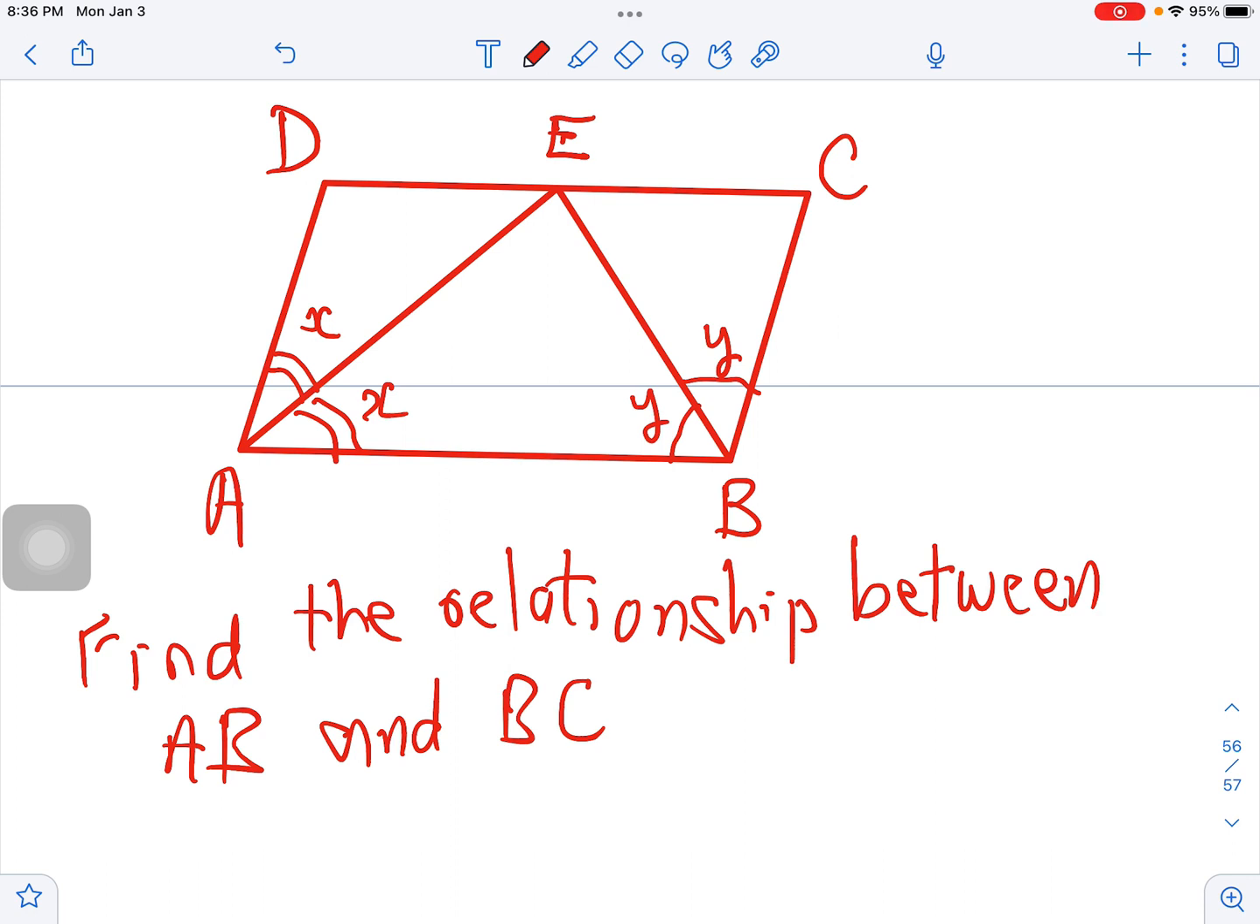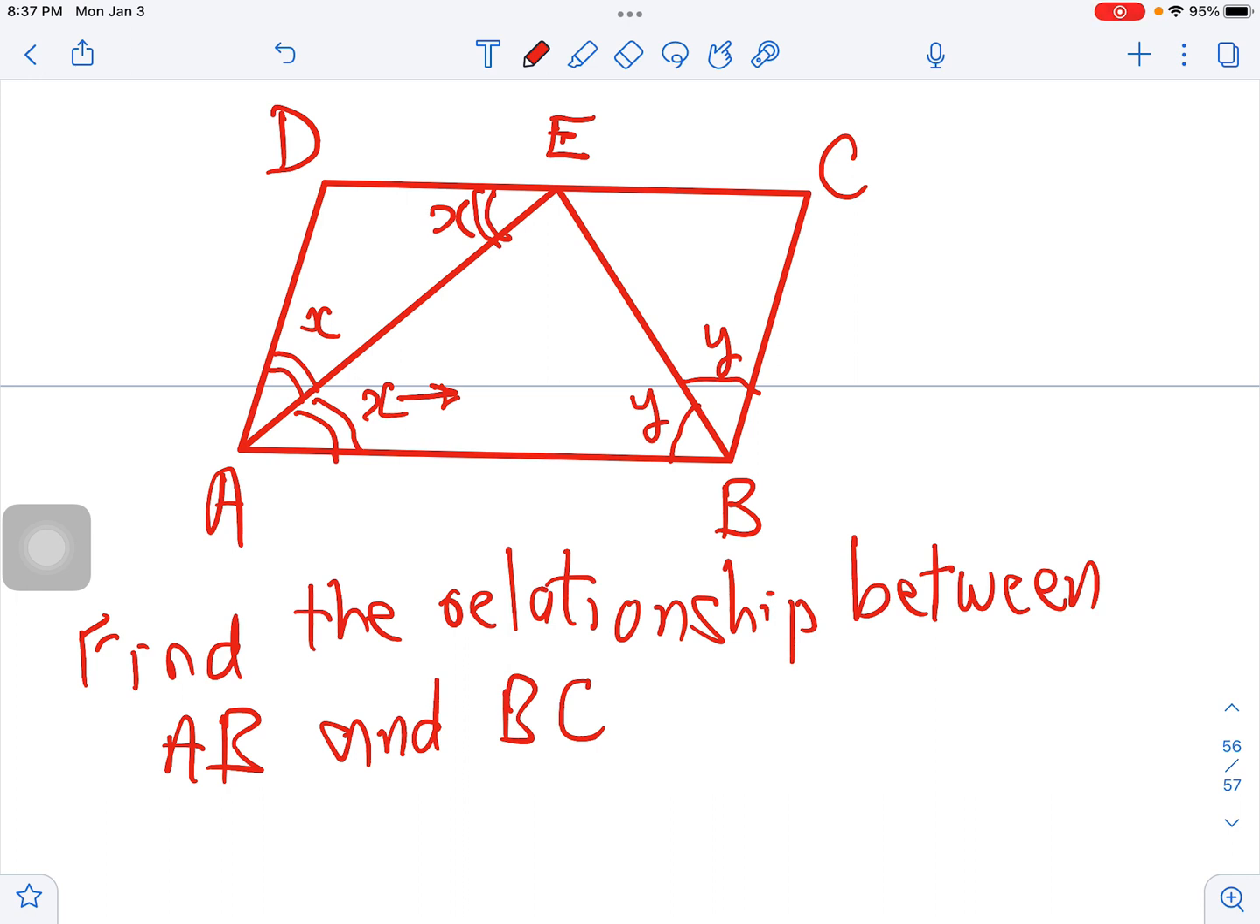Now, it's a parallelogram, so AB is parallel to DC, right? Now, if AB is parallel to DC, we would all agree that AE becomes a transversal. And if AE becomes a transversal, all the angle relationships between parallel lines and a transversal come into the picture. By that, what we mean is, if this angle is x, this angle also becomes x. What is the reason? Alternate interior angles theorem.